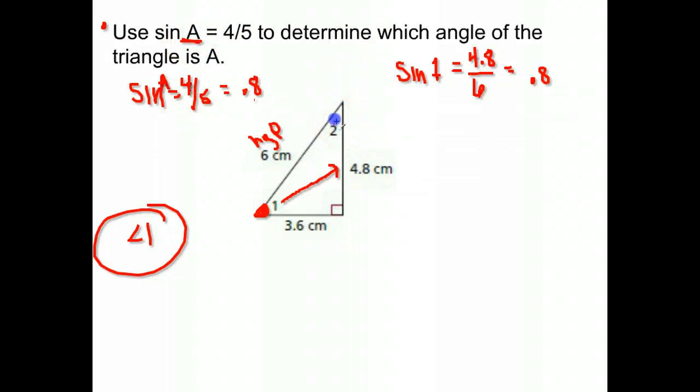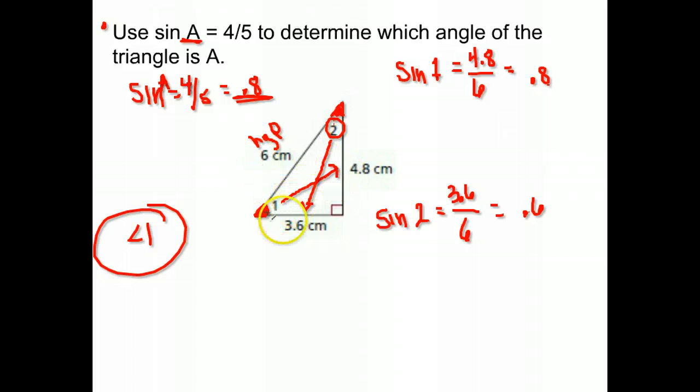Let's see what would have happened had we used angle 2. How would we know angle 2 was not the answer? I know my answer is angle 1, but let's keep going just in case you try the wrong angle the first time. We would do the same for angle 2 and find its sine. The leg opposite angle 2 is 3.6 over the hypotenuse, which was 6. We divide. 3.6 divided by 6 is 0.6. So the sine of angle 2 was 0.6 and not 0.8, which is what we were looking for. So we would have known it was not angle 2, and it is angle 1.